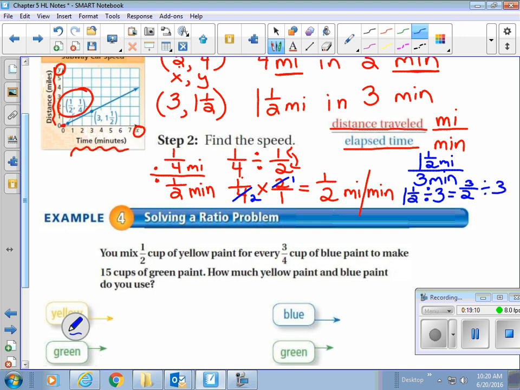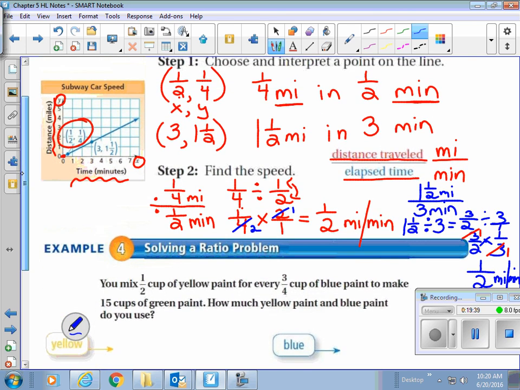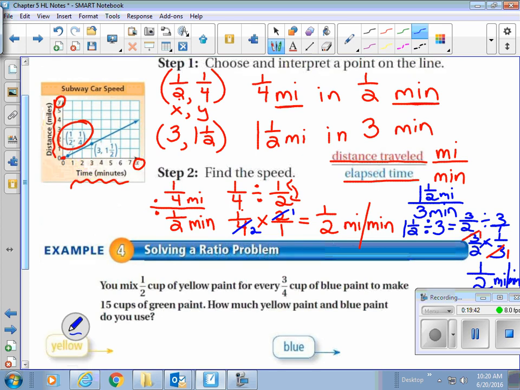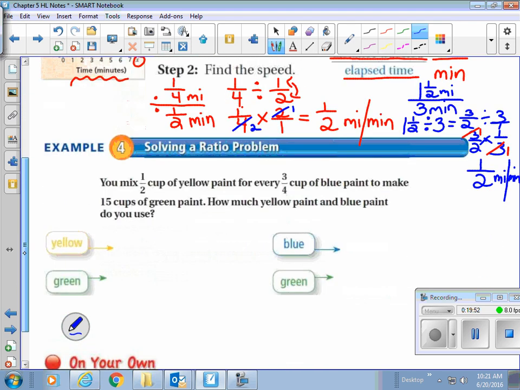We're then going to do keep, change, flip. 3/2 times the reciprocal of 3/1 would be 1/3. Cancel these guys out because they're both divisible by 3. Multiply across. 1 times 1 is 1, and 2 times 1 is 2. Notice we end up with that 1/2 again, and it would still be miles per minute. So it doesn't matter which ordered pair you choose from the line that is showing that subway car speed, both of them are going to give you that same speed. They're traveling at a constant rate. That rate that they're traveling is 1/2 miles per minute.